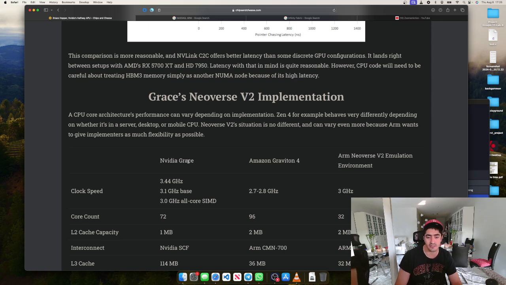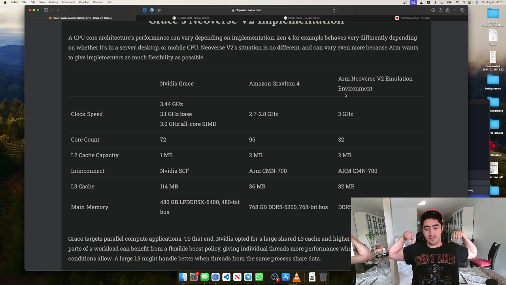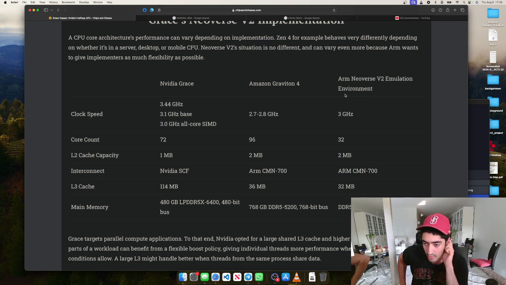So on Nvidia Grace, you have your clock speed going up to 3.44 gigahertz. On Graviton, it's around 2.7, 2.8, and in ARM Neoverse V2 emulation environments, it's around 3 gigahertz. And then core count on Nvidia Grace goes up to 72. Amazon Graviton has 96 cores, and then ARM Neoverse has 32 cores.